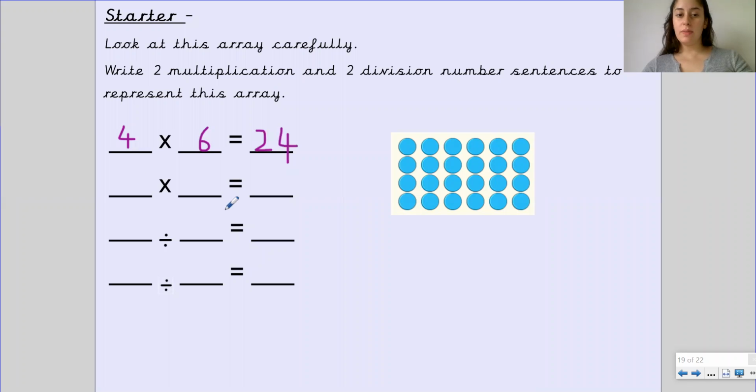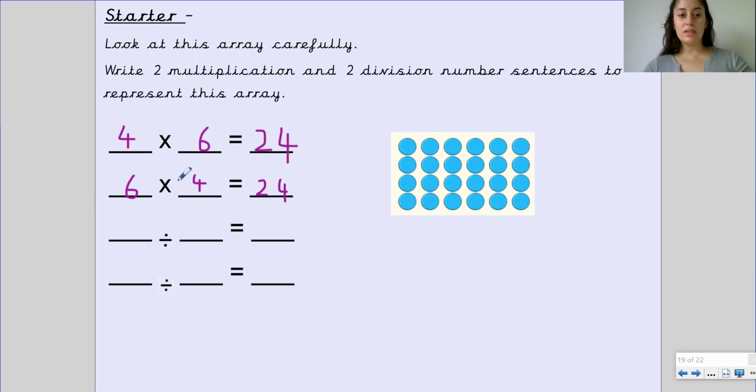Which other multiplication number sentence could we then write to represent this array? Well, we know that multiplication is commutative. What does that mean? Pause the video. Well, it means that if the two numbers are swapped around, so if we swap 6 and 4 around, what happens to the answer? The answer stays the same. So 6 times 4 also equals 24.